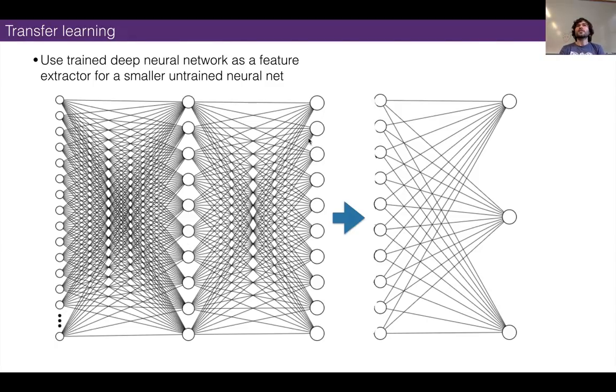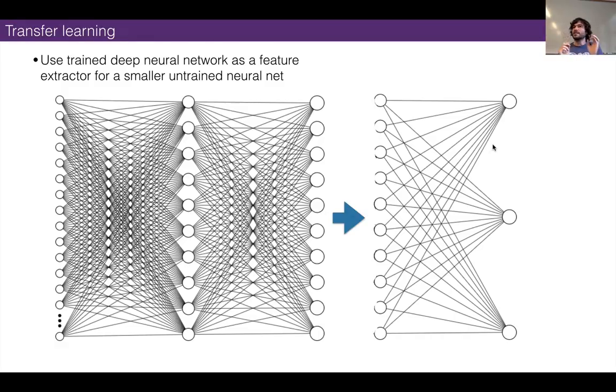And we use its output as the input to a new, smaller neural network that we want to train for a new image classification task that happens to have the categories that we want, right? And that's basically the idea of transfer learning. Big neural network feeding a smaller neural network.